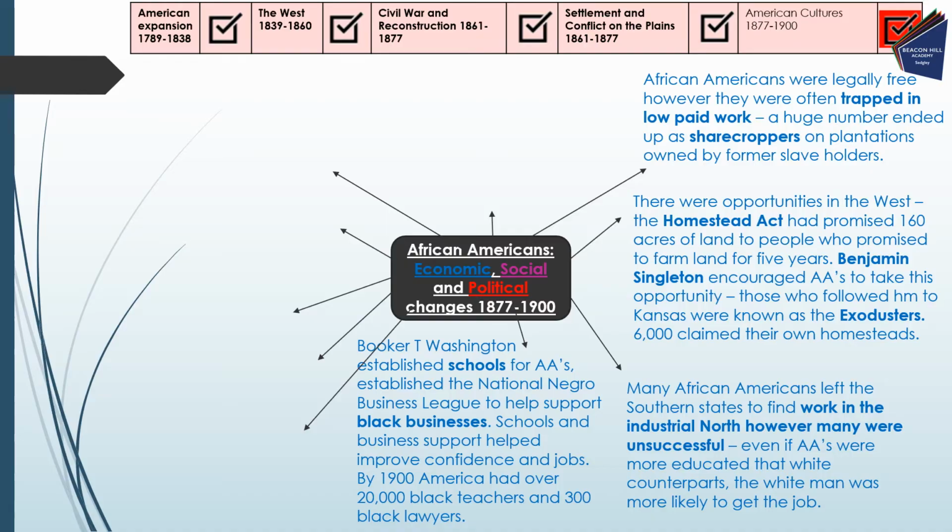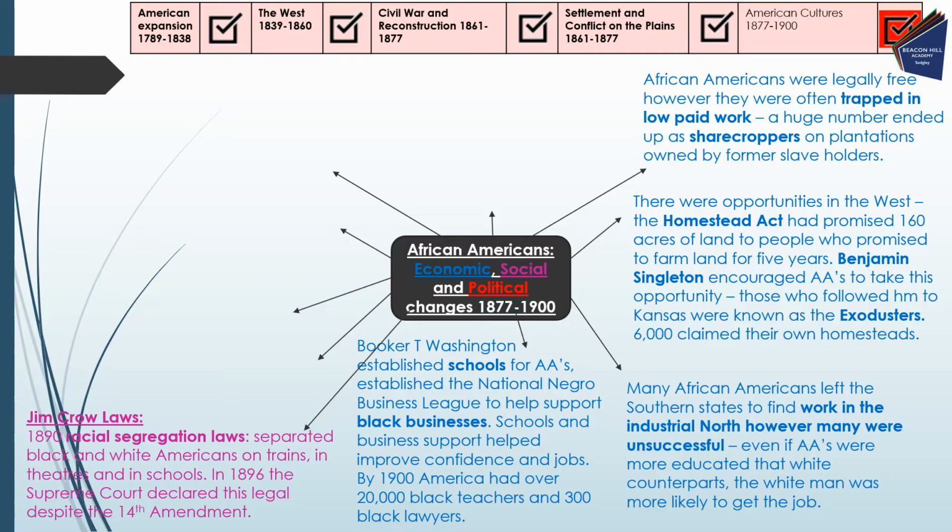So schools and business support helped improve confidence and jobs, and by 1900 America had over 20,000 black teachers and 300 black lawyers. Now there is a bit of a crossover here between social and economic, but I've put it into economic as a result of the amount of money that is being made by African Americans that do take the opportunities that are given to them in terms of setting up businesses and in terms of taking higher level education courses.